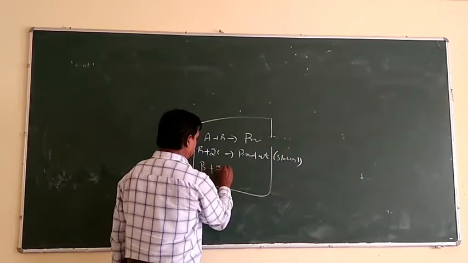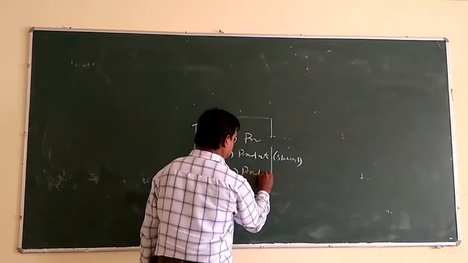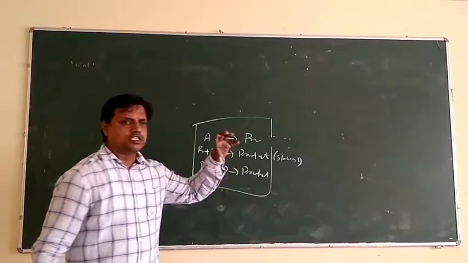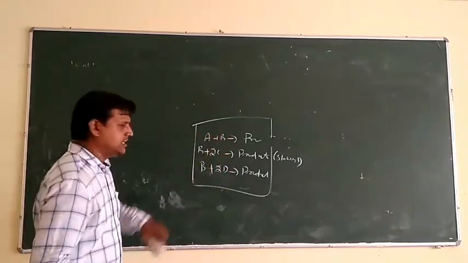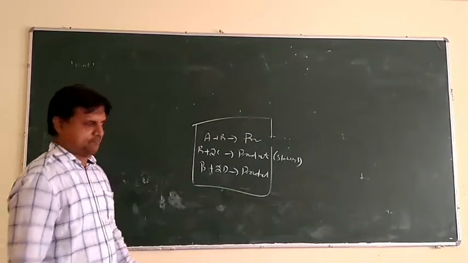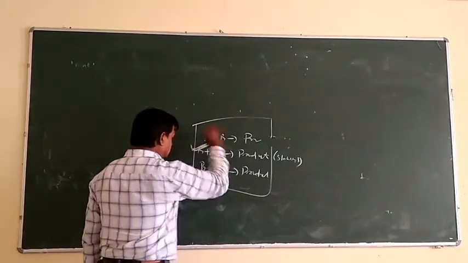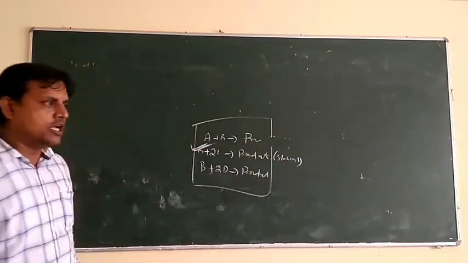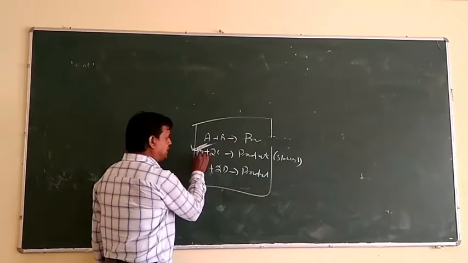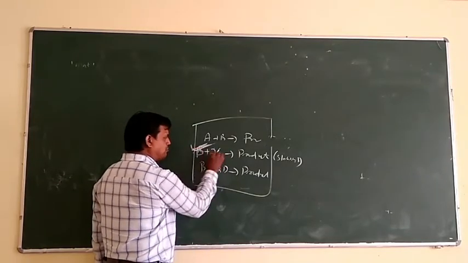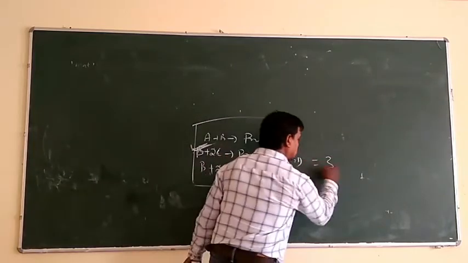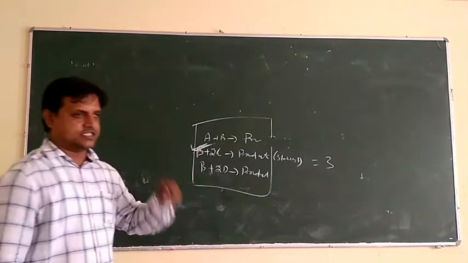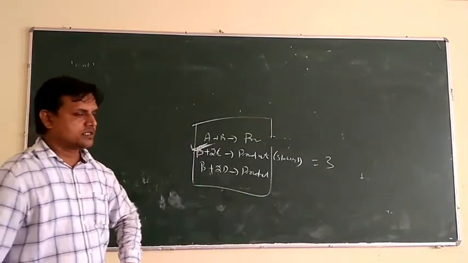B plus 2D gives product. Suppose in a multi-step reaction, one step must be the slowest. So first we find which is the slowest step. In this case, this is the slowest step. So count the number of molecules in the slowest step: one molecule of B and two molecules of C. So 1 plus 2, 3 molecules we have taken in the slowest step. So molecularity is 3.